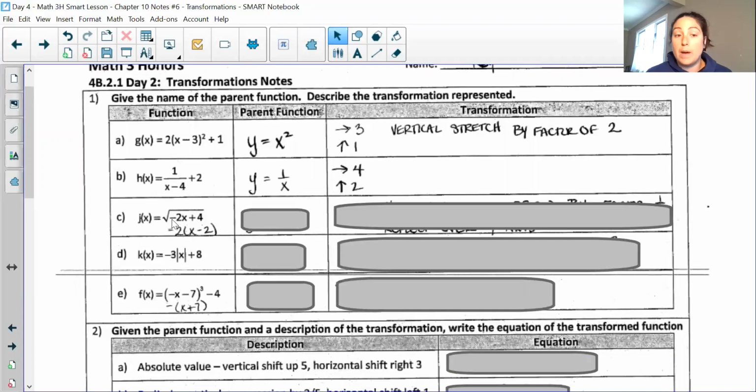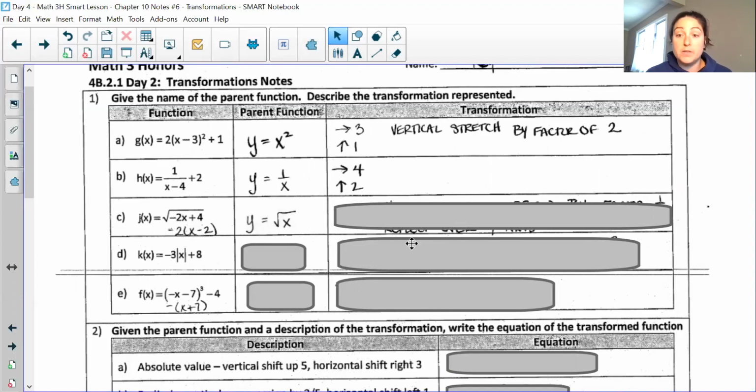Example 3, remember you have to factor the negative 2 out when you have a B value that's not factored out, in order to correctly identify your C value. So we factor that negative 2 out. So really this is the square root of negative 2 times the quantity x minus 2. So we have a B value of negative 2 and a C value of positive 2 on our parent function square root of x.